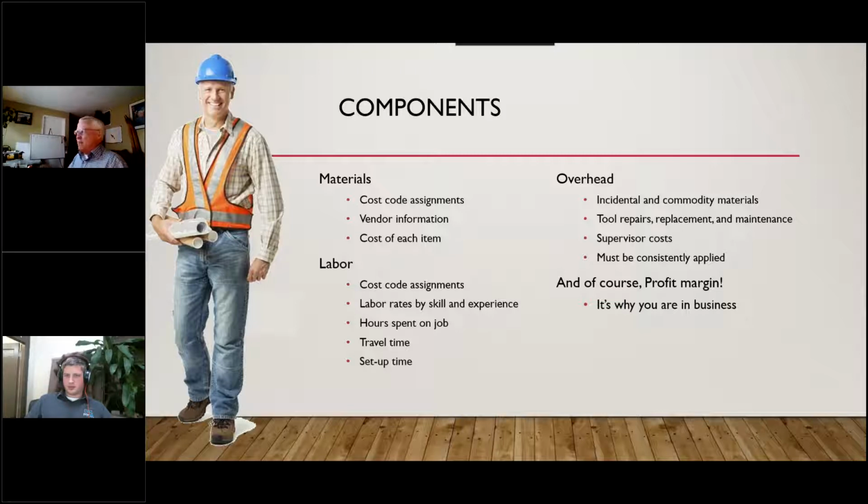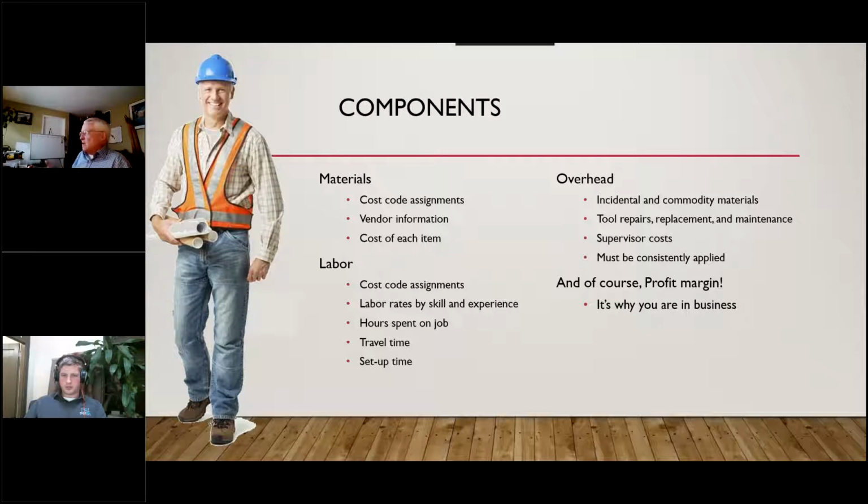Of course, every job has costs for materials: lumber, concrete, sheetrock, all that good stuff. And in this process, we do phase and cost code assignments, or division and cost code assignments, for all the materials in the cost code. Vendor information needs to be tied to the cost codes, and then of course the cost of the item has to be tied to that code.